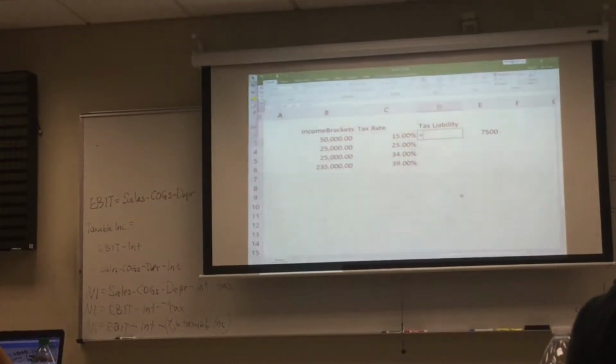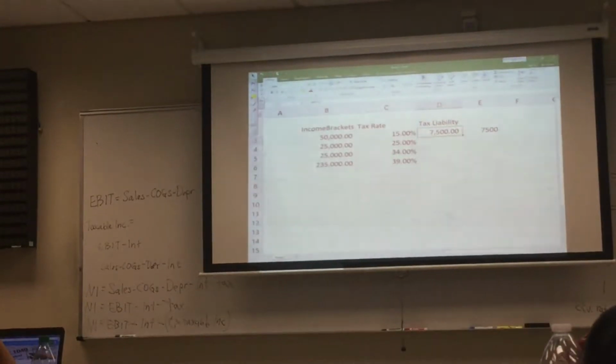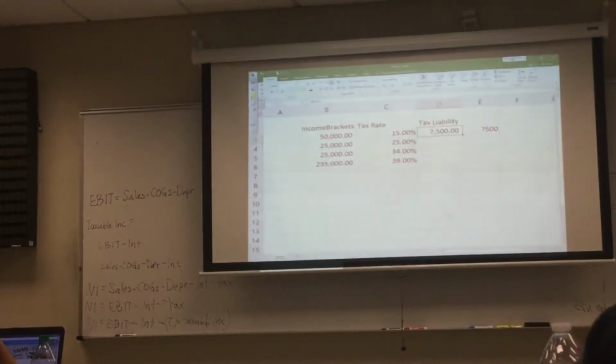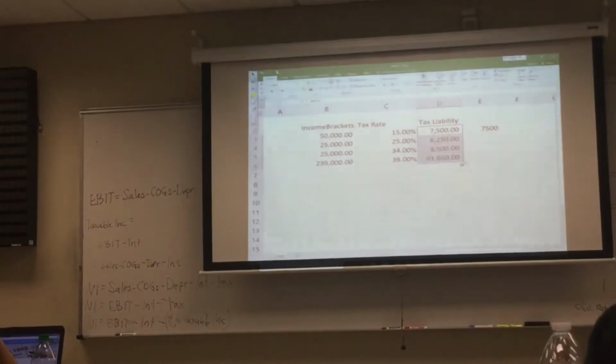I first make the cell references, and I'm clicking on 50,000. I'm multiplying it by 15%. That first bracket, I'm gonna have $7,500 in liability. I'm going to click on where the formula is embedded, grab onto the right-hand lower corner and pull it down. So it just recognizes it for the rest of it.